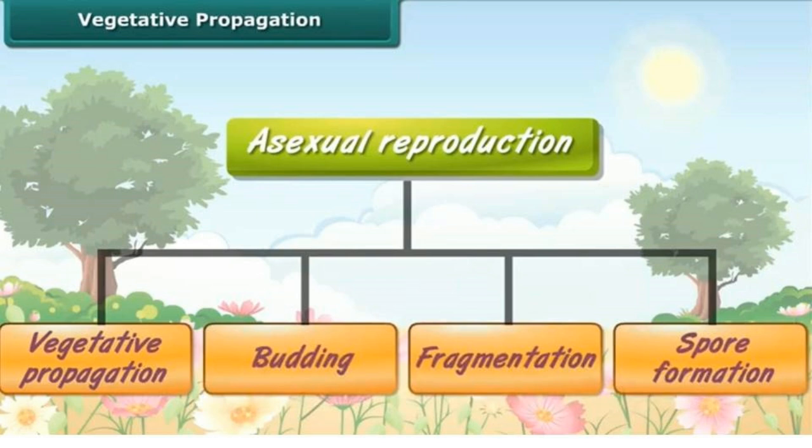The next one is asexual reproduction. Earlier we saw that plants are produced not only from seeds but by other processes as well. The production of new plants without the involvement of pollination and fertilization is known as asexual reproduction. Here are the asexual reproduction types: vegetative propagation, budding, fragmentation and spore formation.